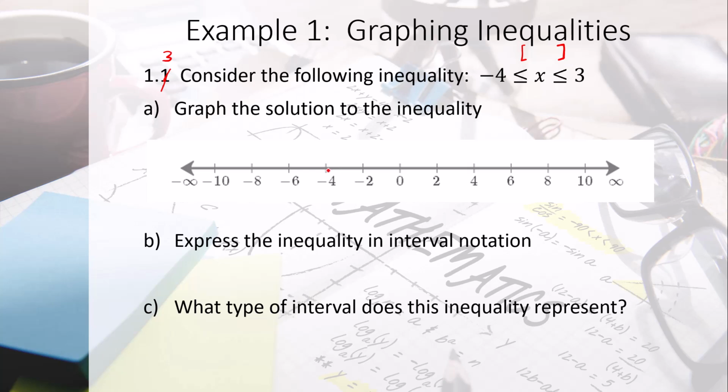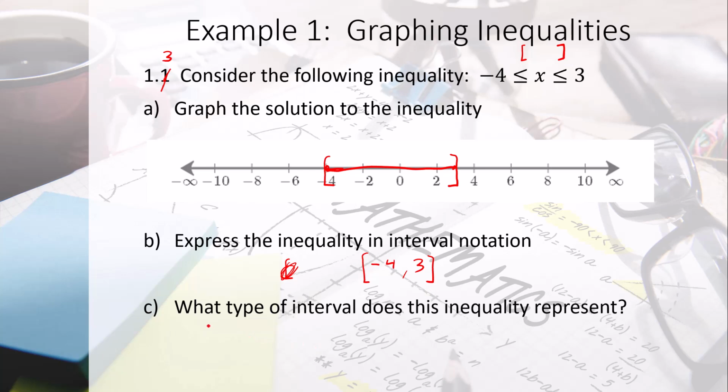Notice here that for the graph, we're going to start at -4. We're going to go all the way up to 3, which is right about here. Okay, since we have a non-strict inequality there, we have a bracket. Since we have a non-strict inequality here, we have a bracket there as well. Okay, so that's the graph. How would you write that in interval notation? Well, let's do it the way that we did it before. We're going to go from -4 to 3. Notice that we have a bracket here, bracket there.